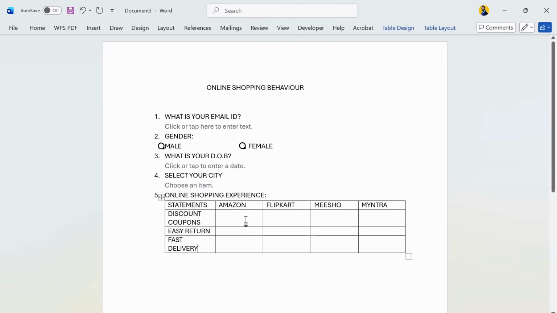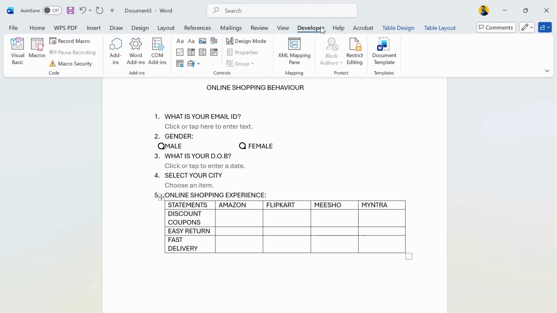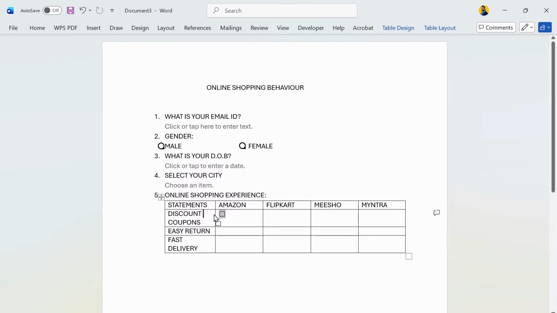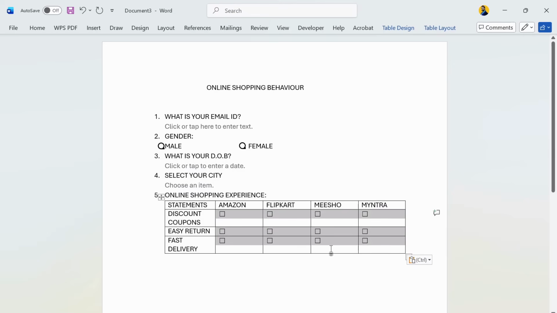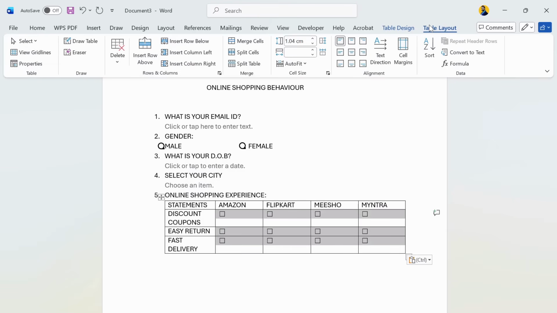And now, as it is a multiple checkbox, I can go again to the developer part and insert this checkbox option. So we will insert, and now I want it in another cell as well. So I will just copy it, and now I will select the cells first. Now Control V. As you can see, we have the checkbox in all. Now make it table layout, and then I just want it in the center.